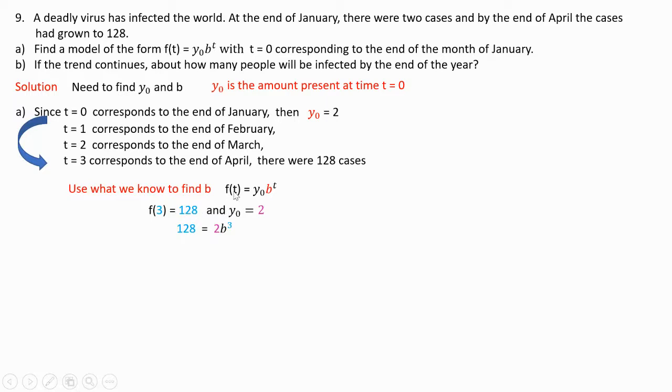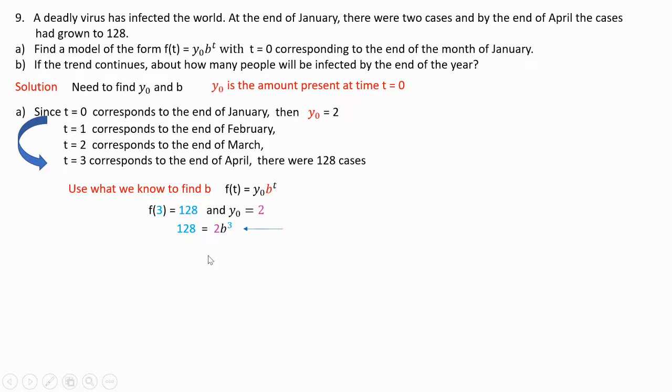So f of 3, right? F of 3 is 128 equals 2 b to the third power. Why 2? Because my y naught is equal to 2. You see, everything is color coded so you guys can see where everything came from. So here we're solving for b. And again, f of 3 equals 128, right? So 128 is here. And also for t, because 3 months have passed, the 3 is also in blue. That way it matches the point.